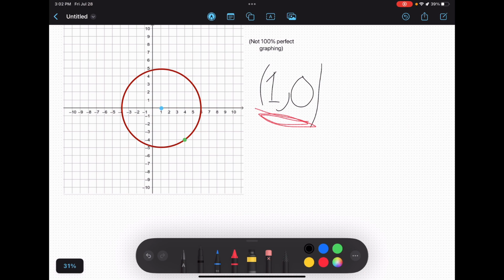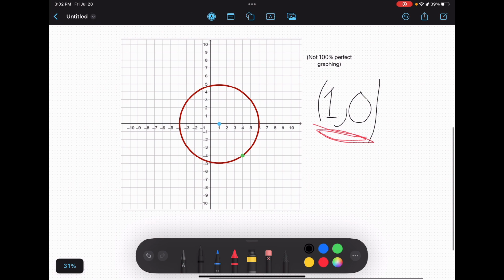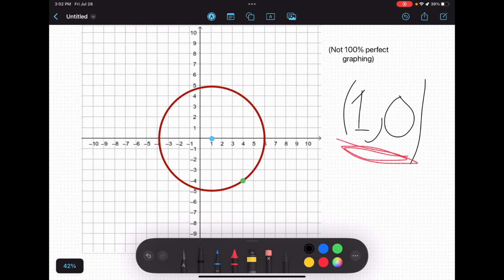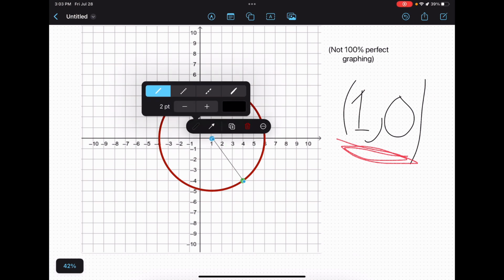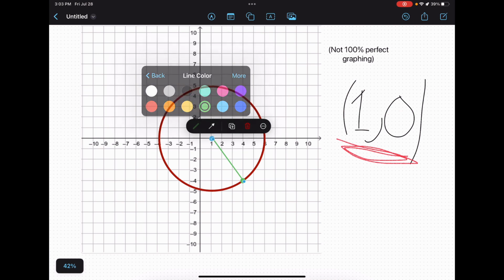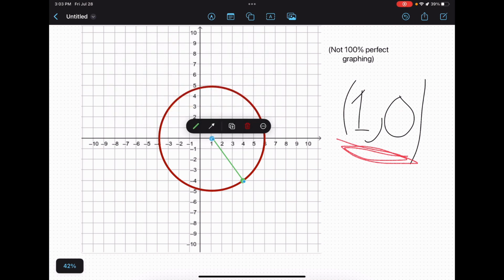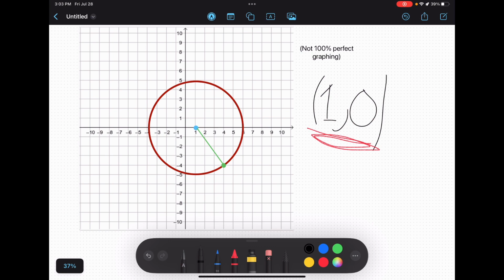Next, we have to find the radius, which is the distance between the center and any point on the circle. In this example, we will be using this green one. Connect that and connect that. Now let's make it green. The distance of this line will represent the radius, which is r.